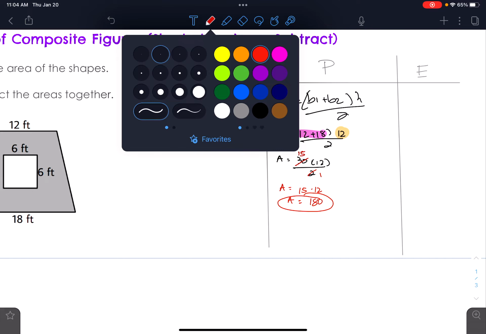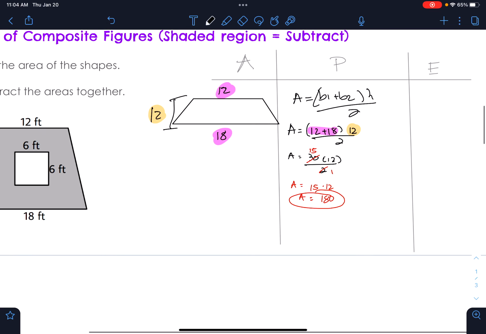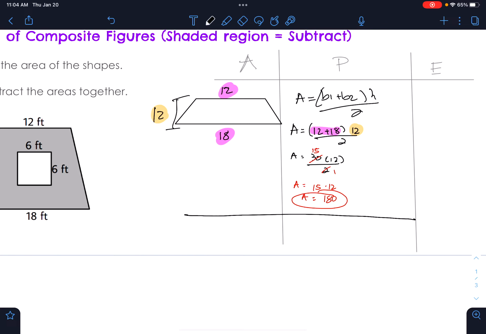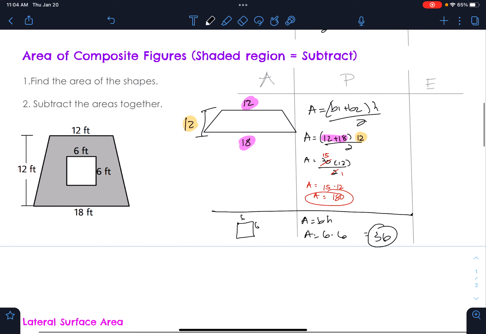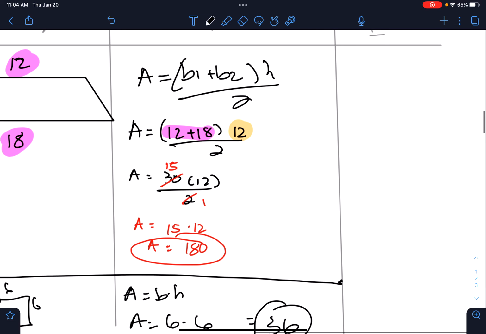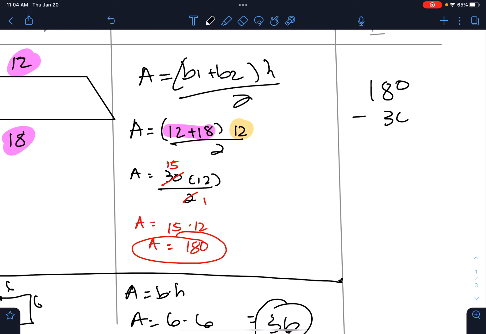Still not done. Now I need to find the area of the square. That one is going to be really simple. It is just 6 times 6 because our formula is base times height. So 6 times 6 equals 36. Now, since it says shaded region, I need to subtract the two. I'm going to take 180 minus 36, and that should give me 144.